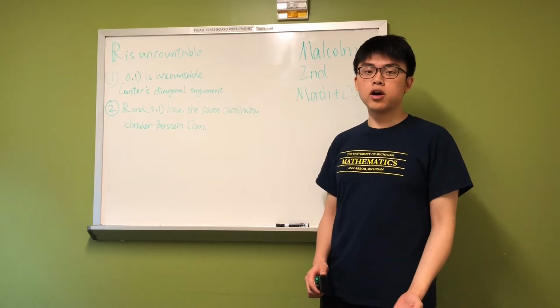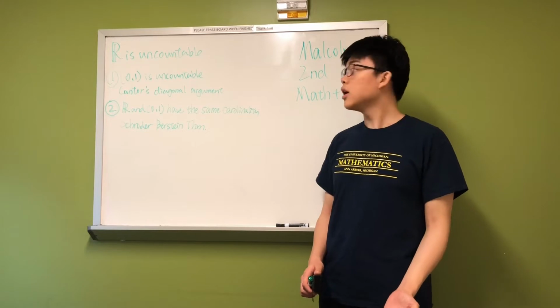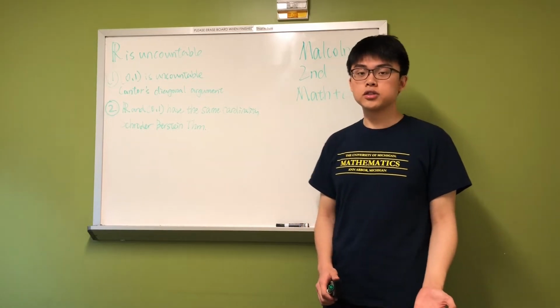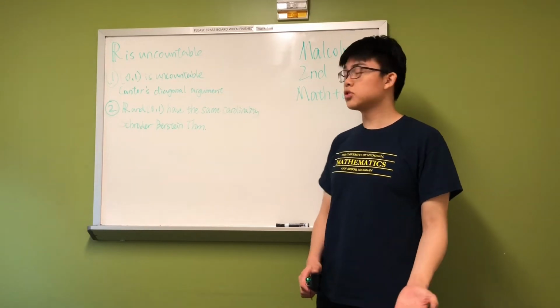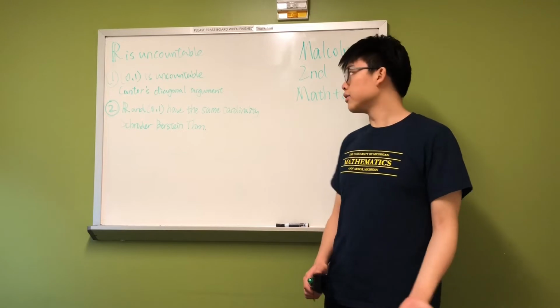I think it's pretty hard to prove it just by definition, because we need to prove that there doesn't exist any bijection which maps from the set of real numbers to the natural numbers. So I decided to prove it in another way.